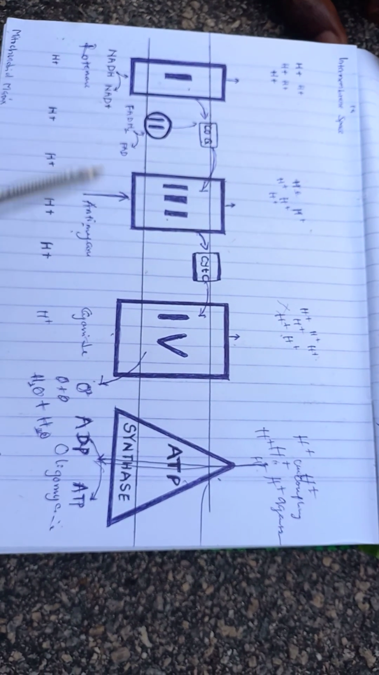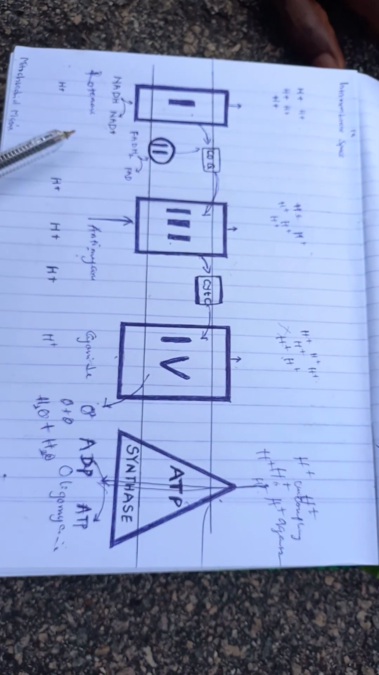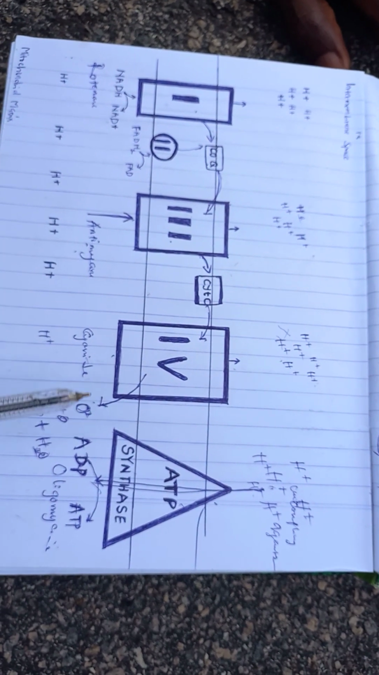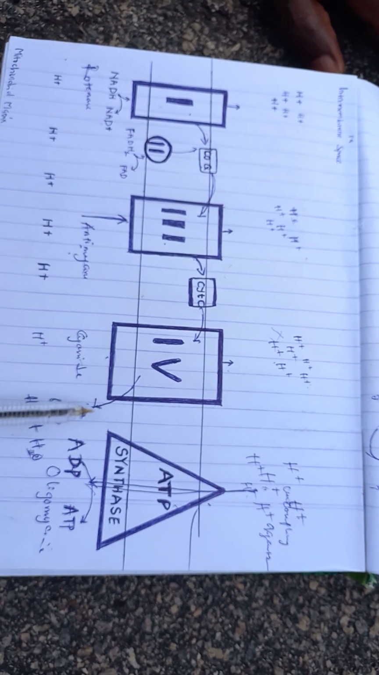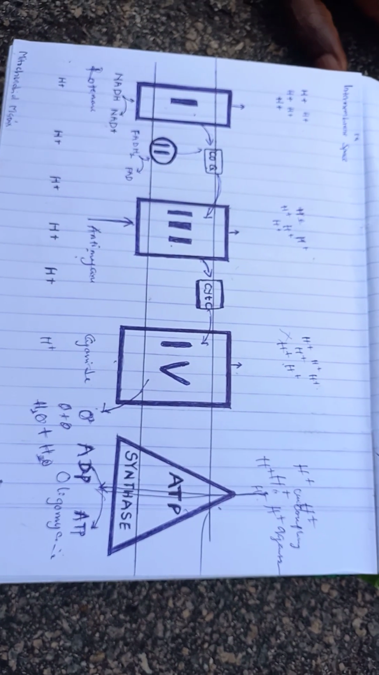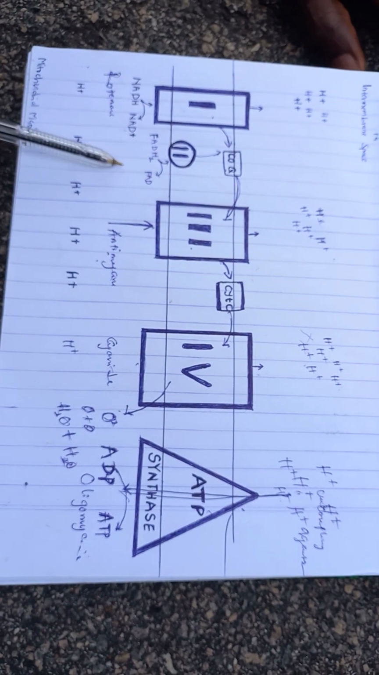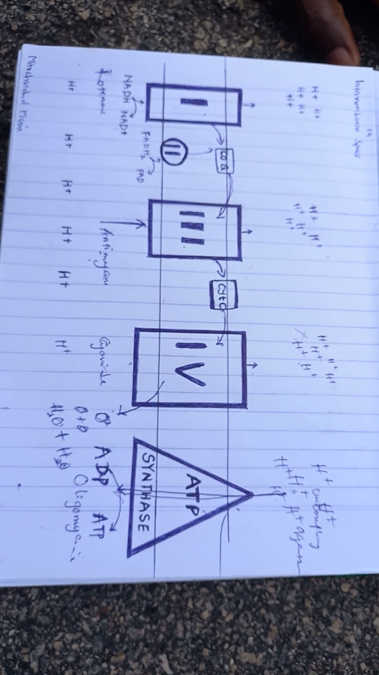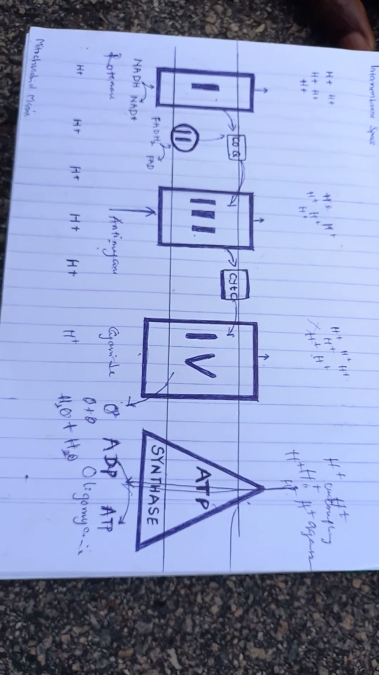Finally, I have to say the goal of the electron transport chain is to couple the electrons stored in the electron acceptors to a proton gradient that drives ATP synthase.